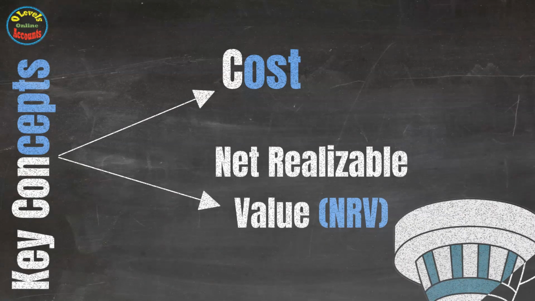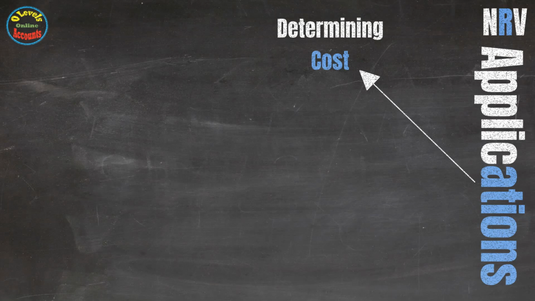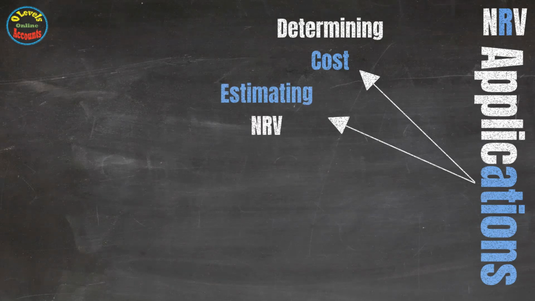Let's check its application. The first point of application is determining cost. Students need to understand how to determine the cost of inventory. This includes knowing how to calculate purchase costs, handling costs, and any other costs associated with getting the inventory ready for sale. Second point is estimating net realizable value. Students should know how to estimate the net realizable value by considering the expected selling price and deducting any costs related to the sale, such as marketing, distribution, or completion costs.